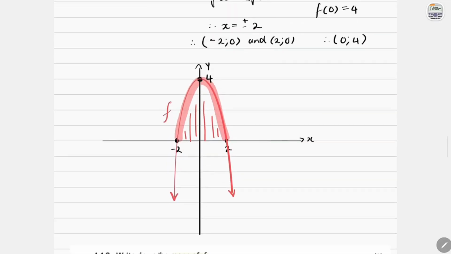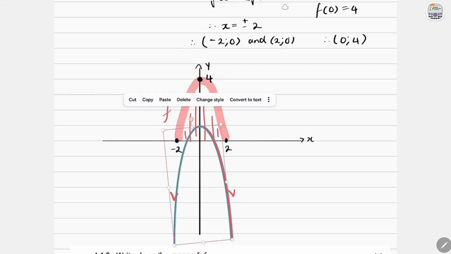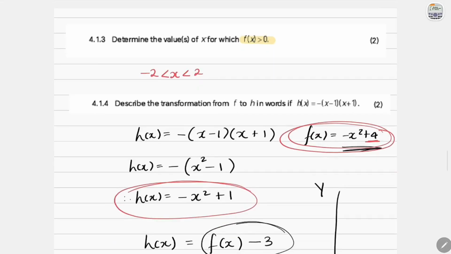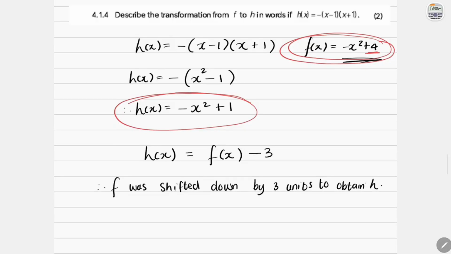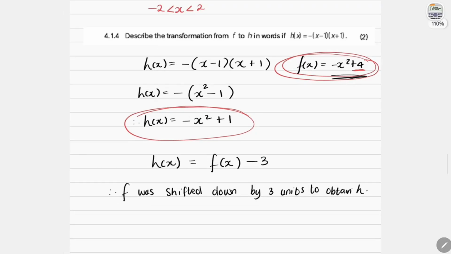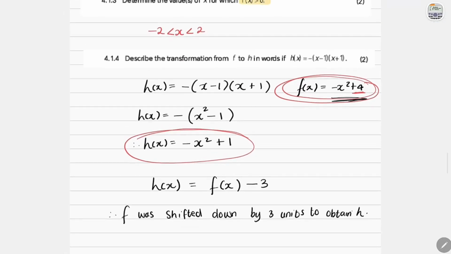If you take this graph and we say minus 3 to all the y values, you are literally taking this graph and shifting it down by 3 units. Okay, so that's what happened. They shifted the graph of f down by 3 units to obtain the graph of h. And that is our answer. That's how this became that. f was shifted down by 3 units to obtain h. Moving on to the next question.